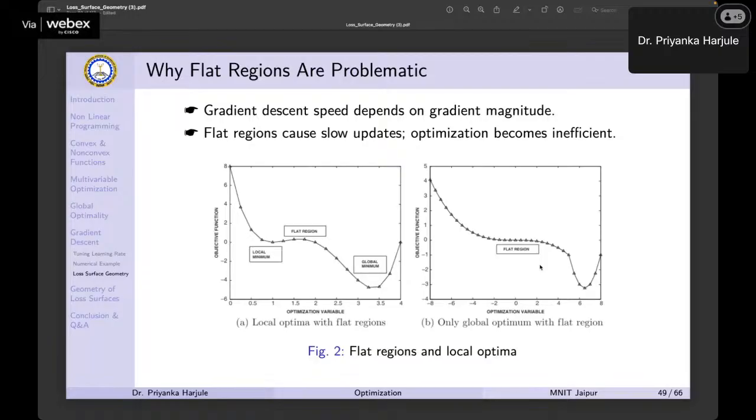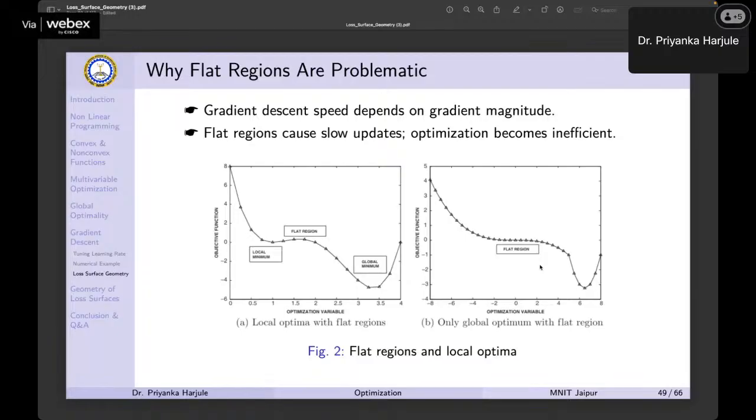So why are flat regions problematic? Because the speed of descent depends on the magnitude of the gradient if the learning rate is fixed. In such situations, the optimization procedure will take a long time to cross this flat region of the space, and this will make the entire process very slow. So for these kinds of issues, something called momentum methods are applied, which makes the descent a little faster.